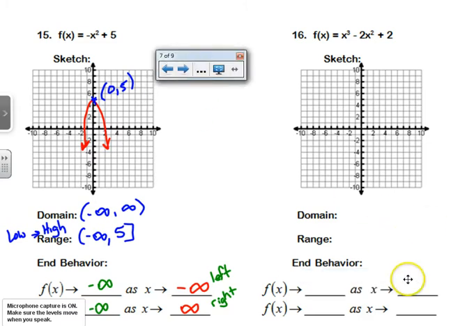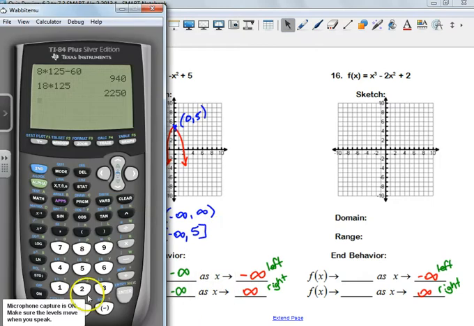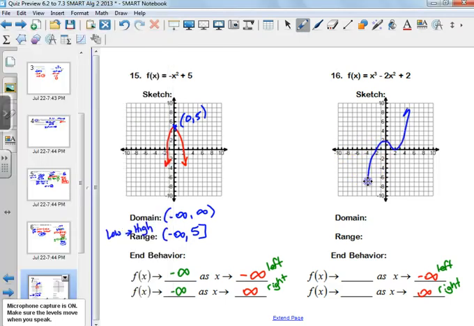All right, 16. Again, this part will always stay the same because I need to know left and right end behavior. I guess I should sketch this graph first, so I'm going to go to my calculator. I'm going to go to y equals and type it in: x to the third power minus 2x squared plus 2. Graph, and I see it's a cubic function, which makes me very excited because I don't have to do a really good job of sketching this at all.